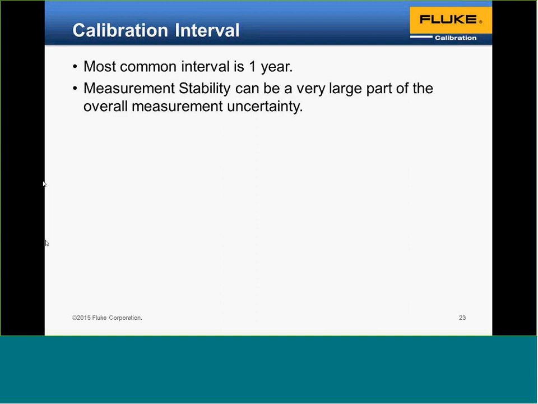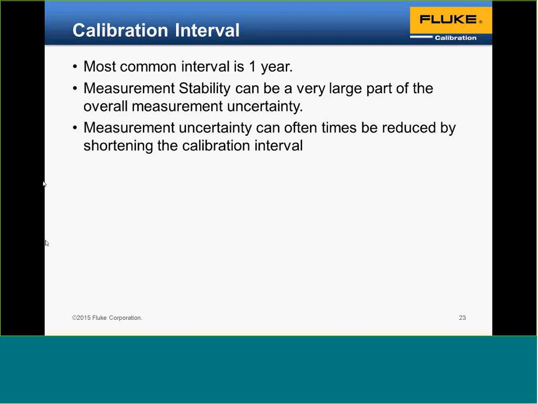This is unlike deadweights or piston gauges. Stability can be a very large part of the overall measurement uncertainty of the device, and it may sometimes be reduced by shifting the calibration interval. So, 0.075% of reading per year. If you calibrate it every 6 months or every 3 months, then that allowance for drift can also be reduced with it.